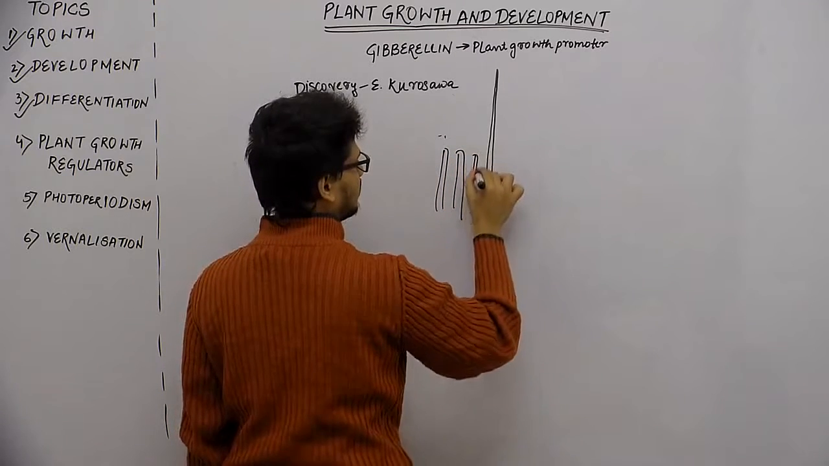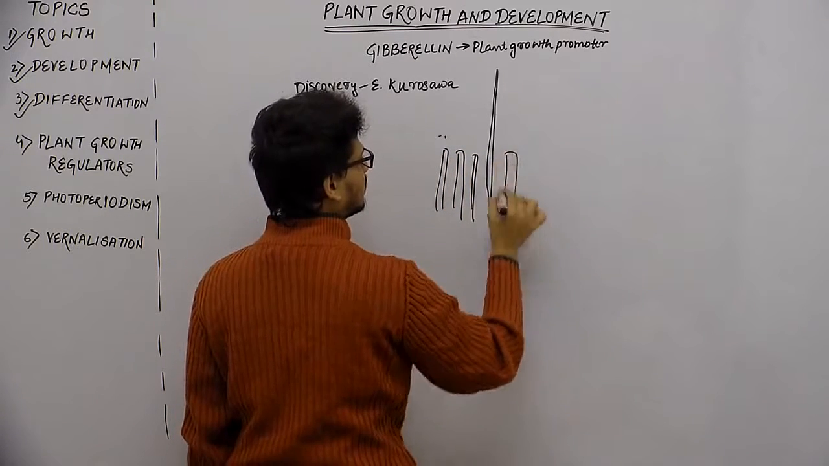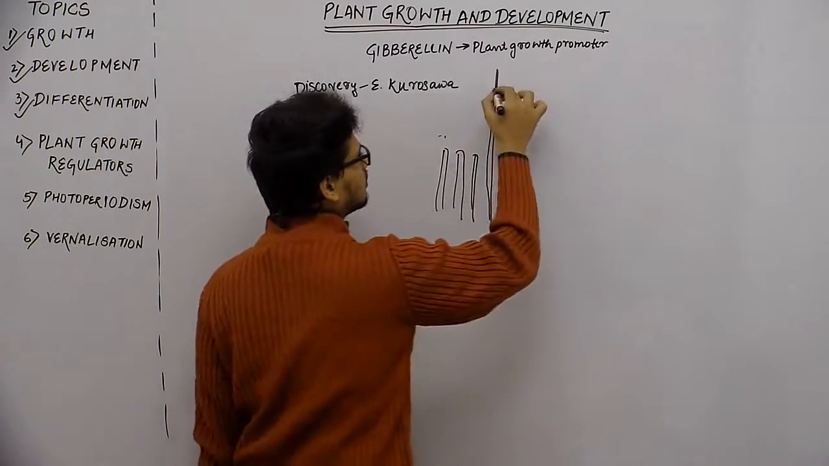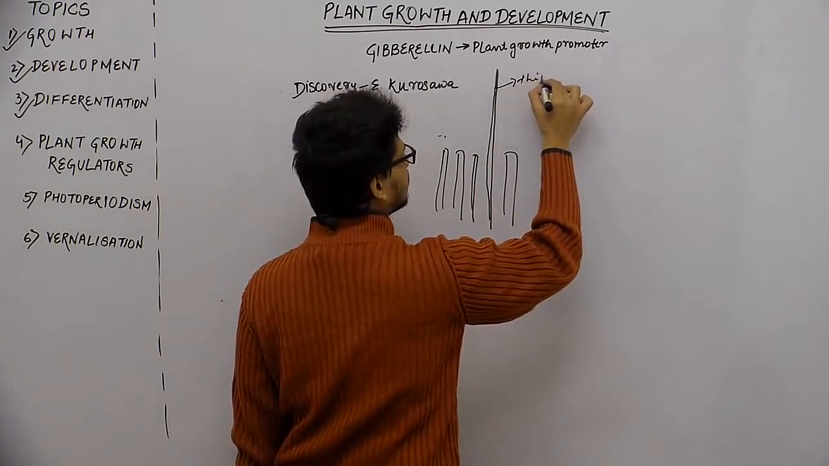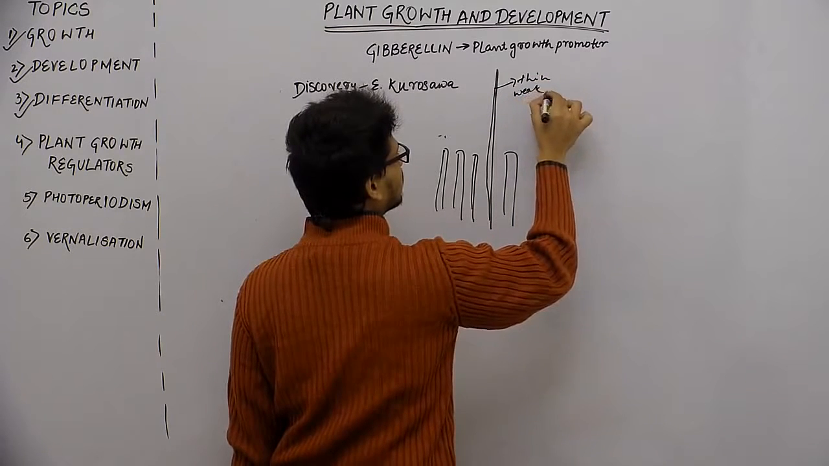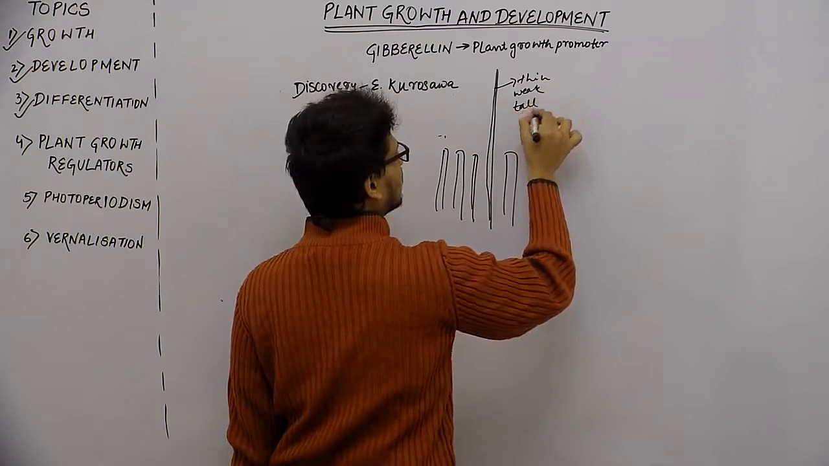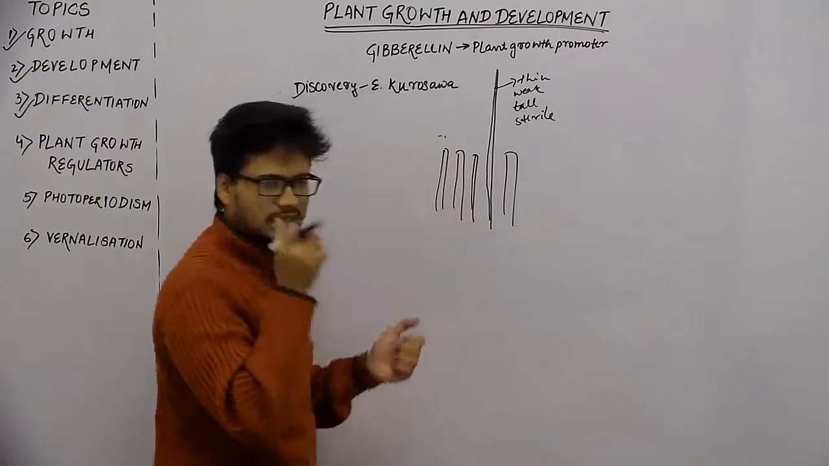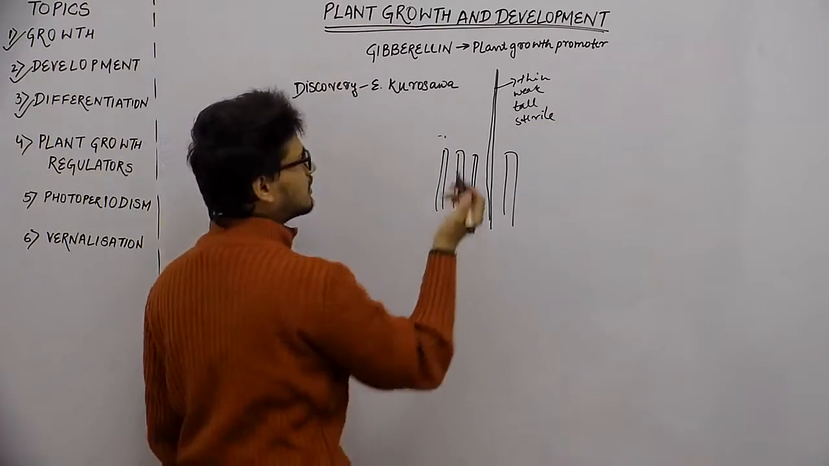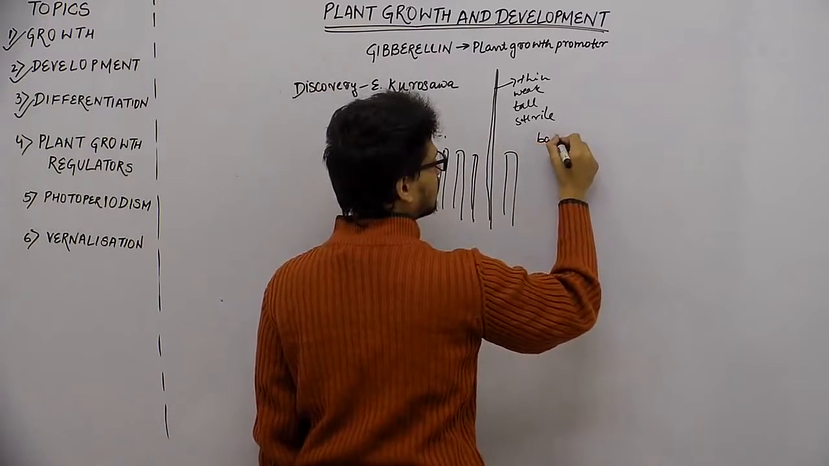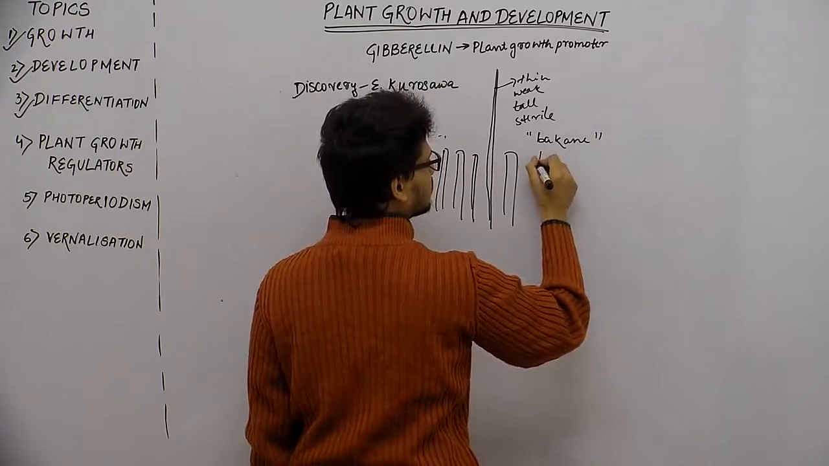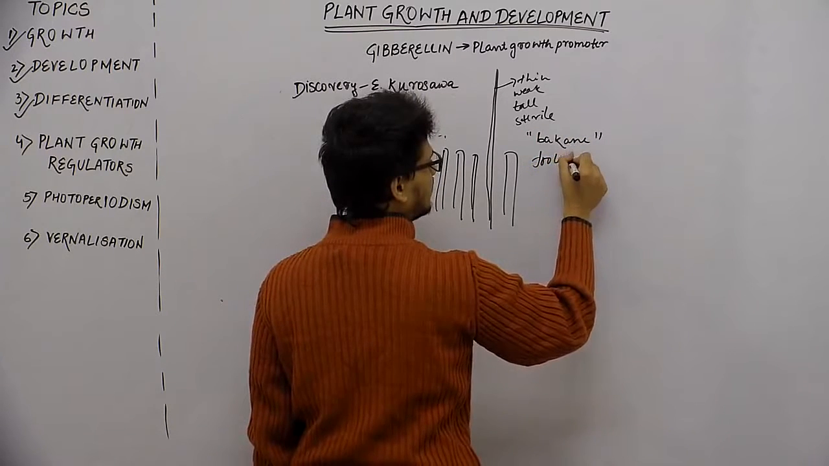These were the normal plants, and this was a thin, weak, tall, and sterile plant. This is called a disease there, known as Bakanae, which means foolish seedling disease.